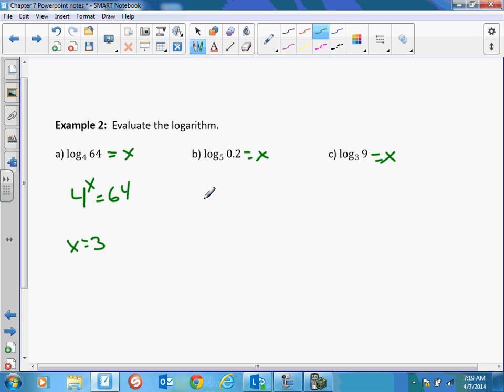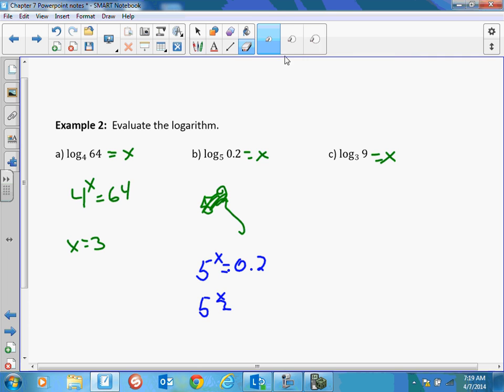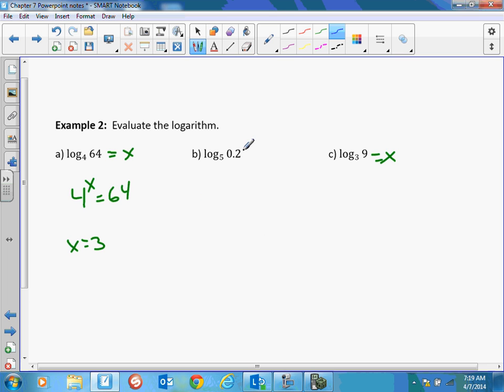Same thing here. 5 to what power gives us 0.2? Well, it might be easier to change 0.2 to its fraction. What's 0.2 as a fraction? Well, it's 1/5.